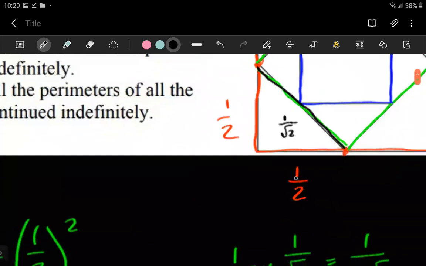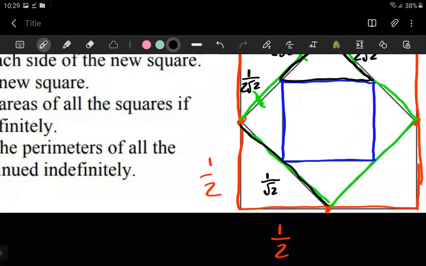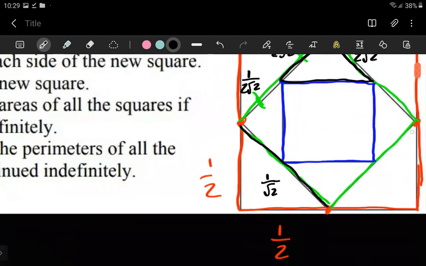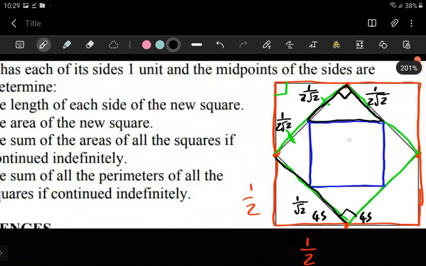A half and a half means that this is 45 and this is 45, meaning that this is also 45 and this is also 45. So if this is 45 and this is 45, it means that this is 90, because angles on a straight line need to add up to 180. So that's why this is also 90 over there.